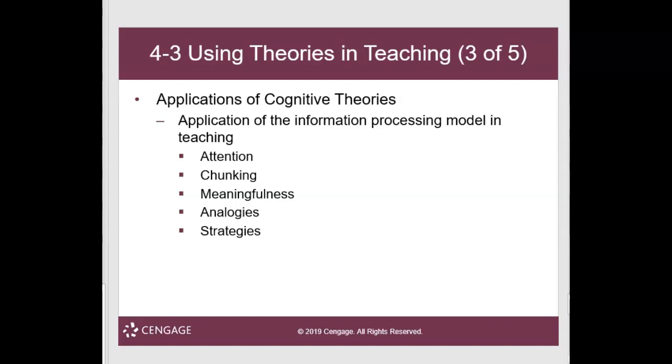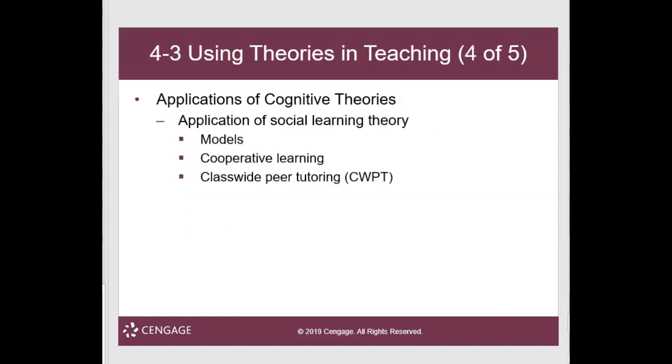All right, and so then some other applications of cognitive theory, really looking at the social learning theory, kind of under that cognitive theory, models. So using your peers as models for one thing, using you as a model. Watch me, I'm going to do this first, my turn, okay?